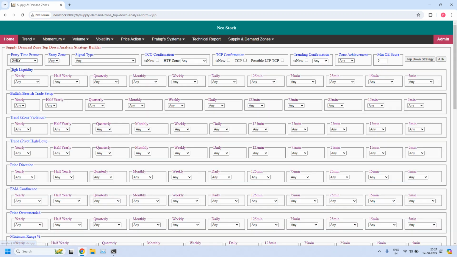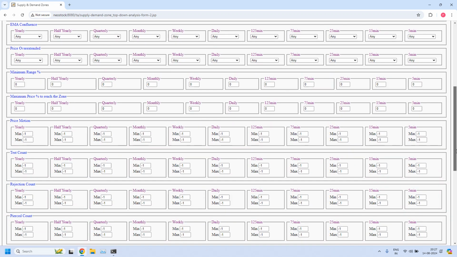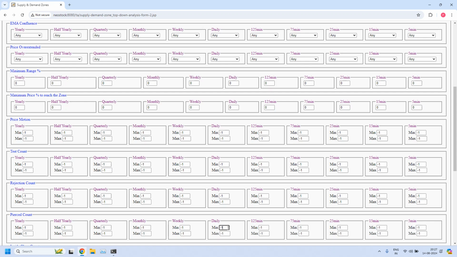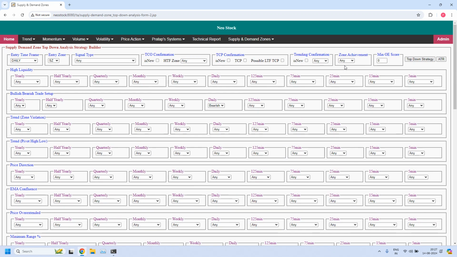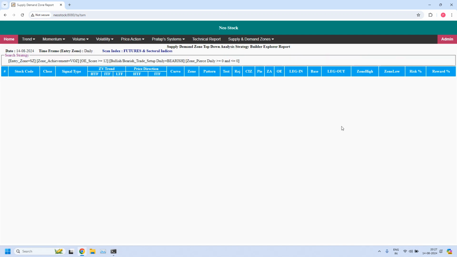Next, bearish trade setup for monthly income trade. Entry time frame daily, entry zone supply zone, bullish or bearish trade setup on daily. I'm selecting bearish. And in pierced count, and daily time frame, minimum value 0, maximum value 0, zone achievement violated opposing zone, minimum odd enhancer 12. All the 3 filters are applied to daily supply zone. Now let us filter the stocks. So currently there are no stocks supporting bearish trade setup for monthly income trade.